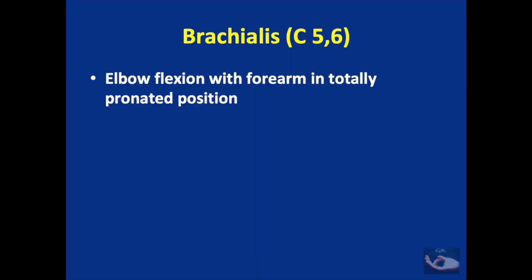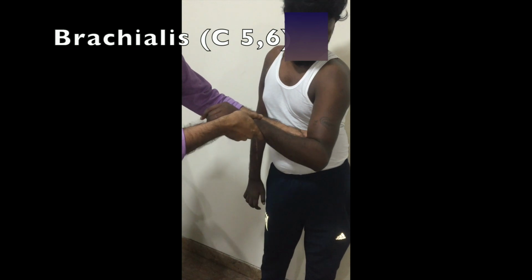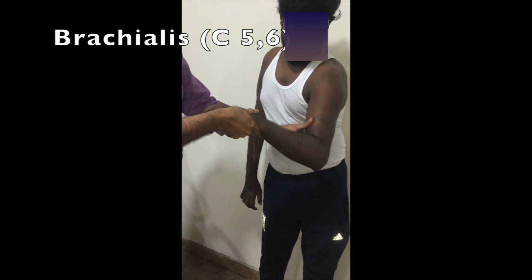and not the supinator. Testing the brachialis is also simple. Elbow flexion is tested with the forearm kept in total pronated position and the patient is asked to flex the elbow. It is the brachialis that works here.